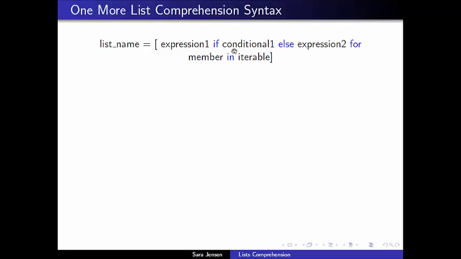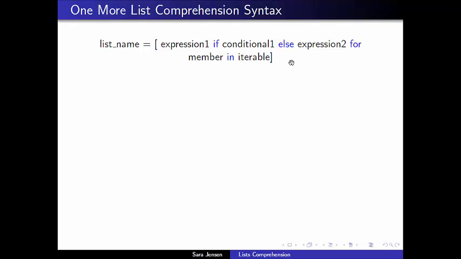However, if this first conditional is false, we use this Python reserved word else, and then we can change the expression that we want to appear in the list. And so we add this if-else branch, not at the end of the list, but at the beginning, because we want to change the expression that goes into the list based on the conditional. The remaining syntax for member in iterable is exactly the same as it was in our previous studies of list comprehension.